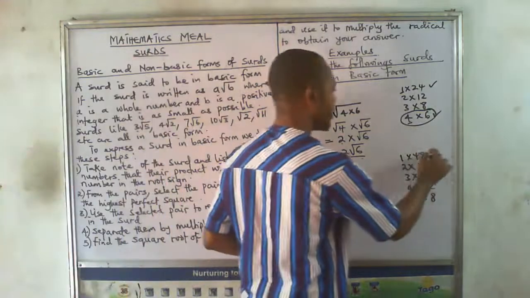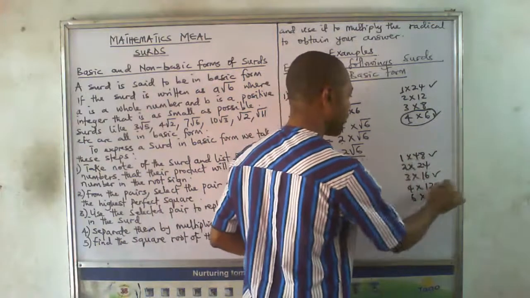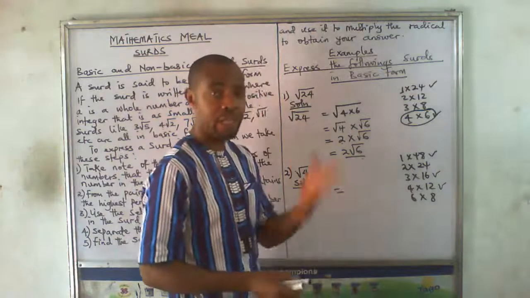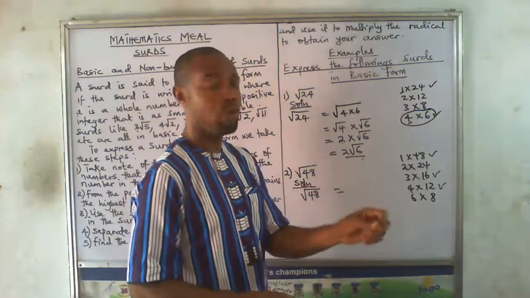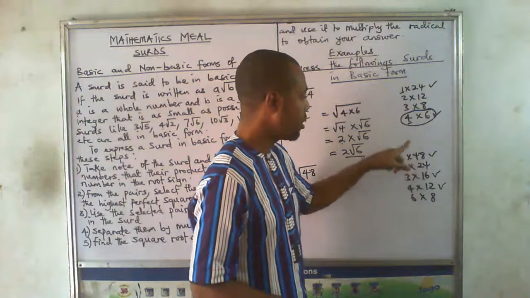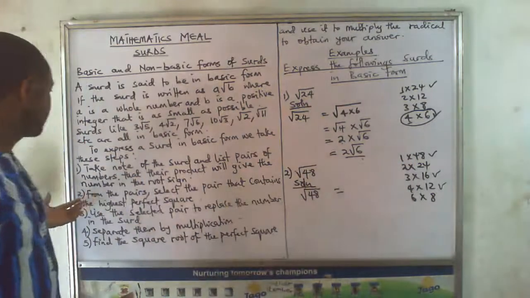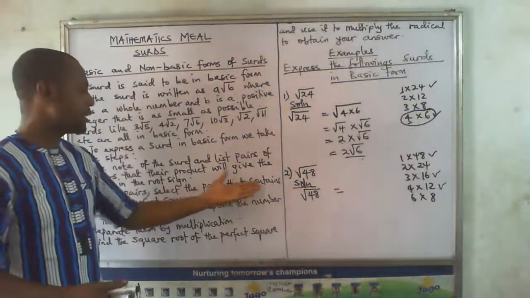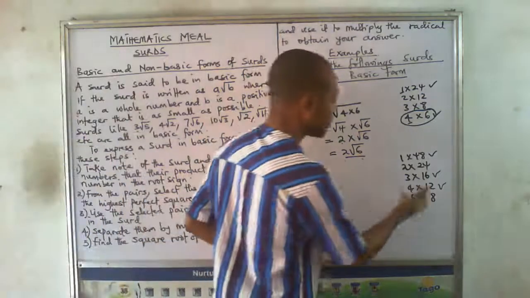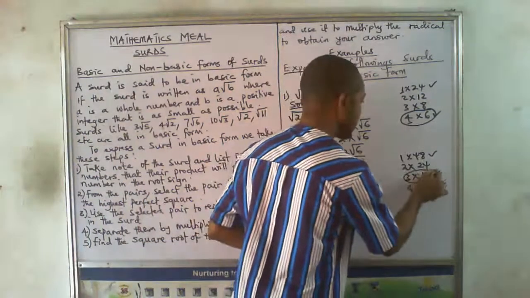Here we have a perfect square because of 1. We have a perfect square because of 16. We have a perfect square because of 4. Remember, a perfect square is a number whose square root is a whole number. So 4 is a perfect square, 16 is a perfect square, 1 is also a perfect square. So from the pairs, select the pair that contains the highest perfect square. Which one contains the highest perfect square? That's this, so we are selecting this.